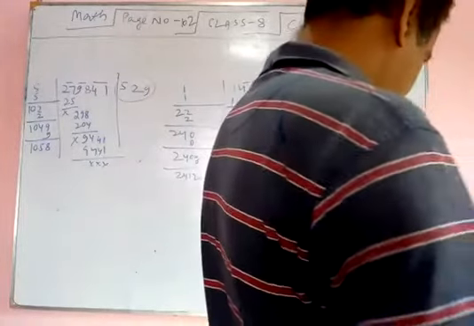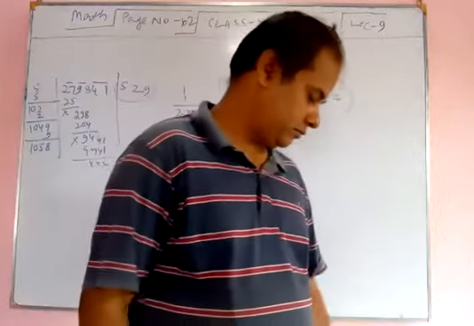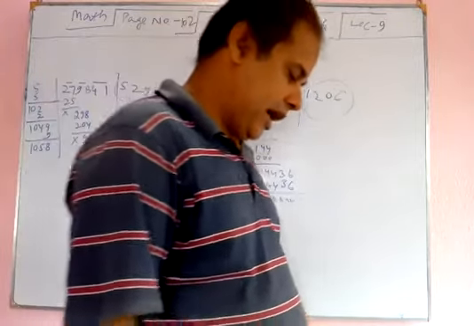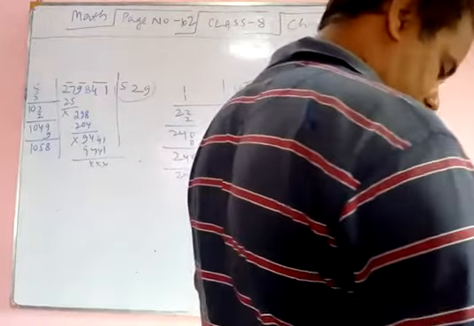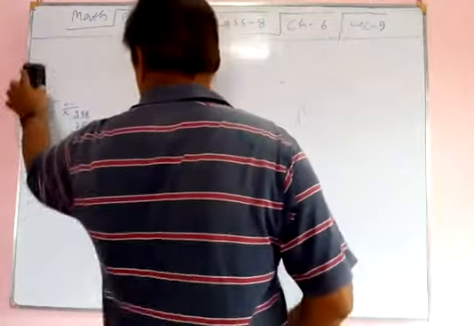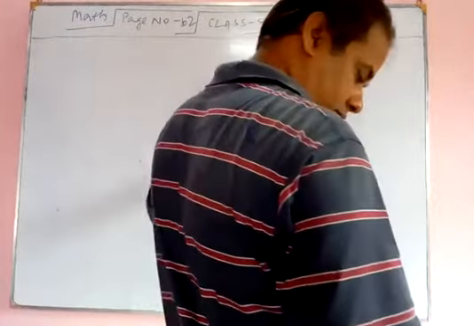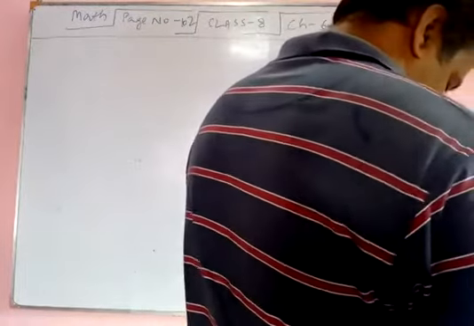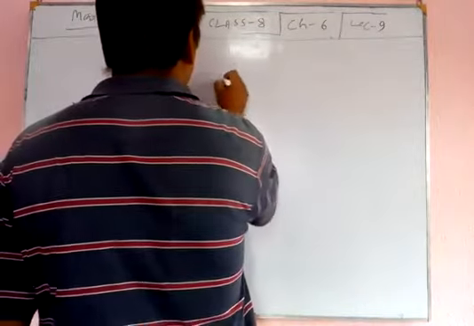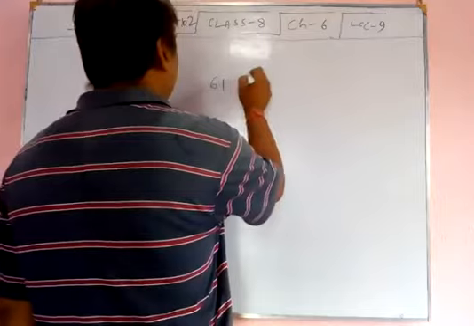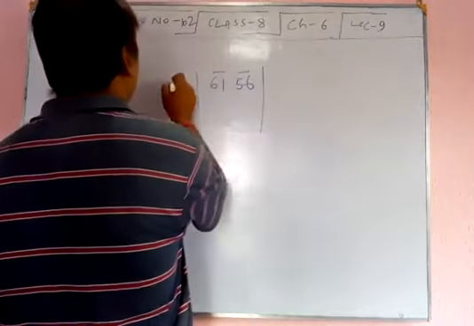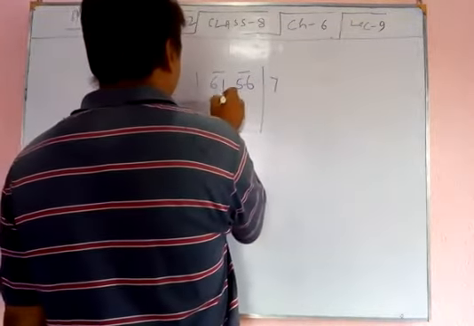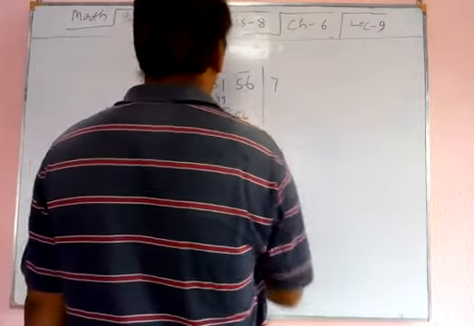Example number 16. Find the smallest number which when added to 6156 makes it a perfect square. 6156, 7 times, 12 and 56.